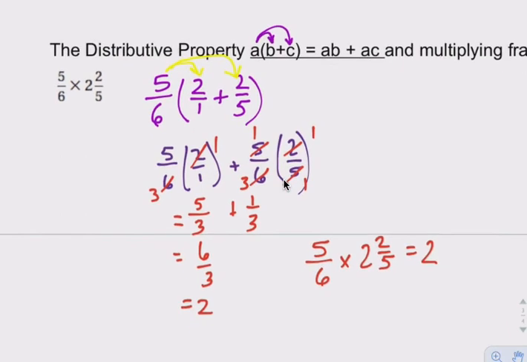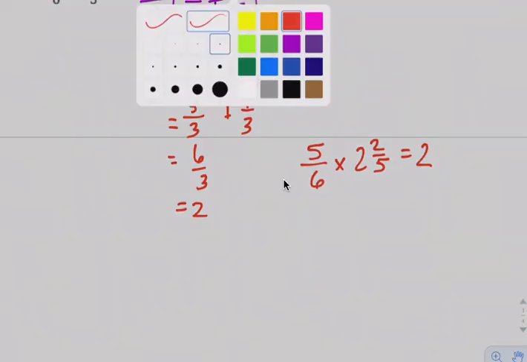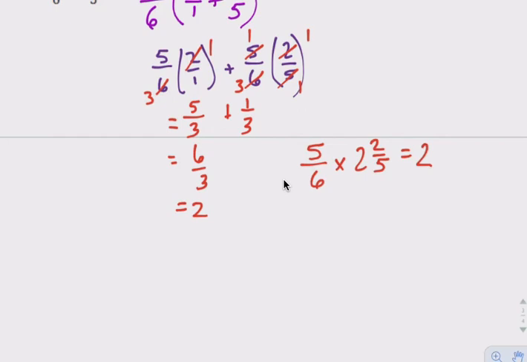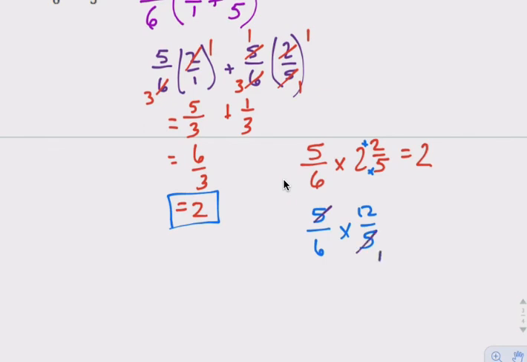A way to check that is to do the multiplication the way that we just learned above at the top of the page by changing our mixed numbers to improper fractions. So this is our final answer, but let's just check. 5/6 times 5 times 2 is 10 plus 2 is 12, so 12 over 5. We can cross cancel. 5 and 5 is 1. 6 goes into 6 once, 6 goes into 12 twice. 1 times 2 is 2, and 1 times 1 is 1. 2 over 1, which equals 2.